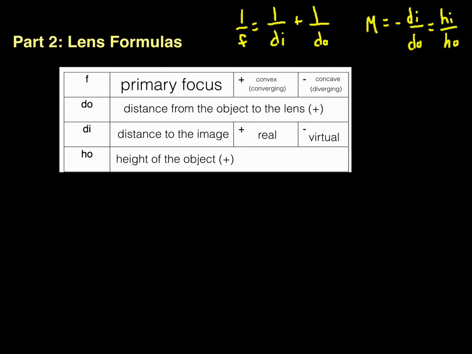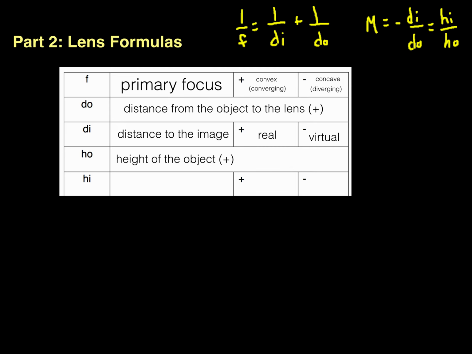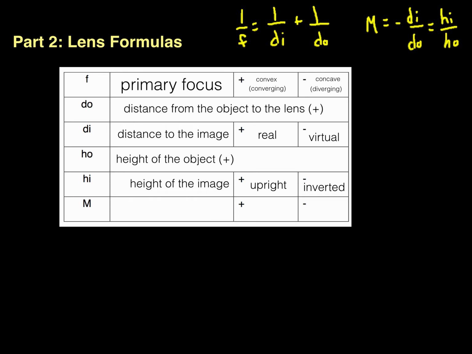HO is the height of the object. This is always a positive number. HI is the height of the image. It's positive if it's upright, it's negative if it's inverted. M is the magnification of the image. It's positive if it's upright, it's negative if it's inverted.